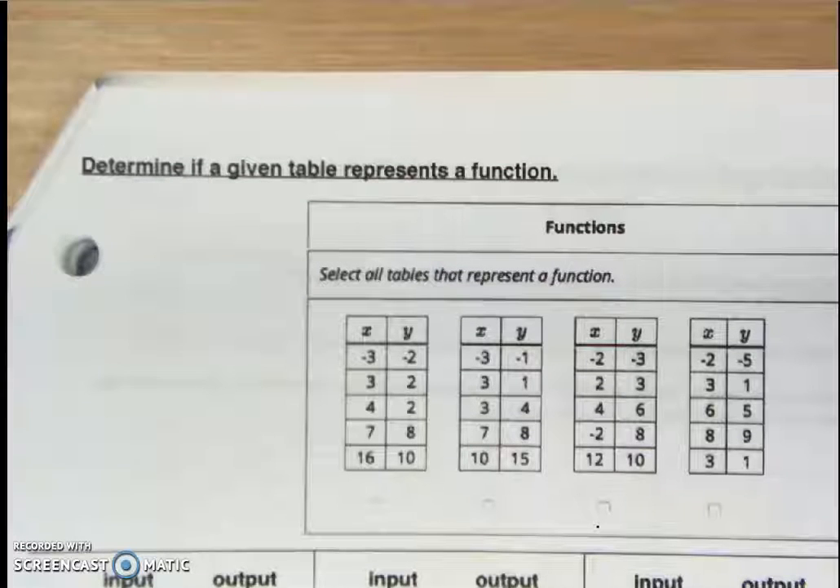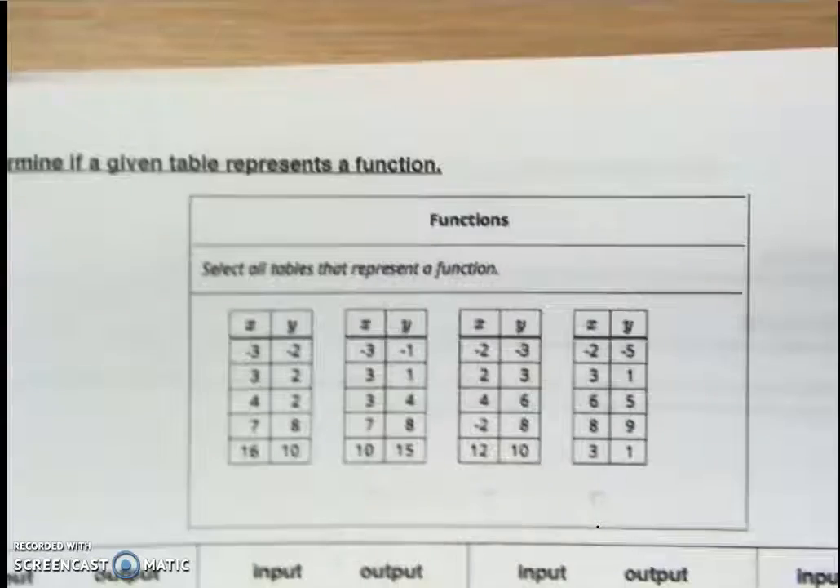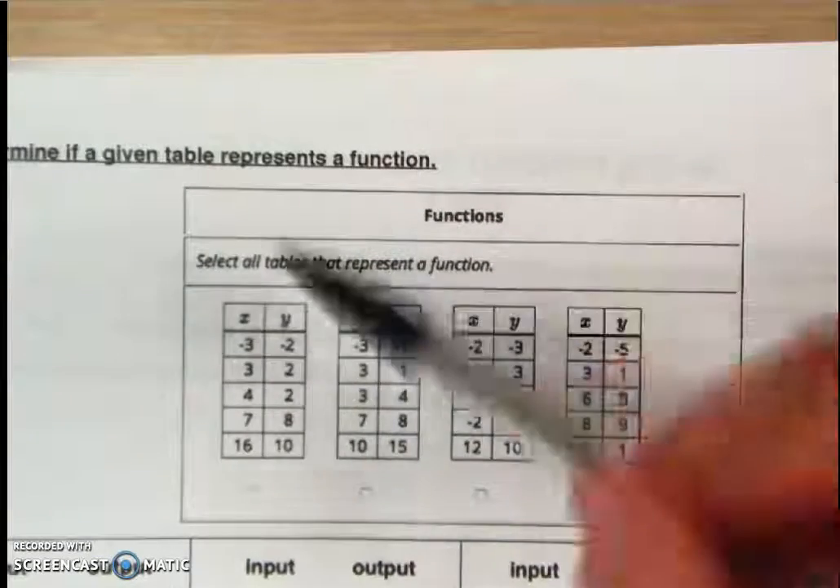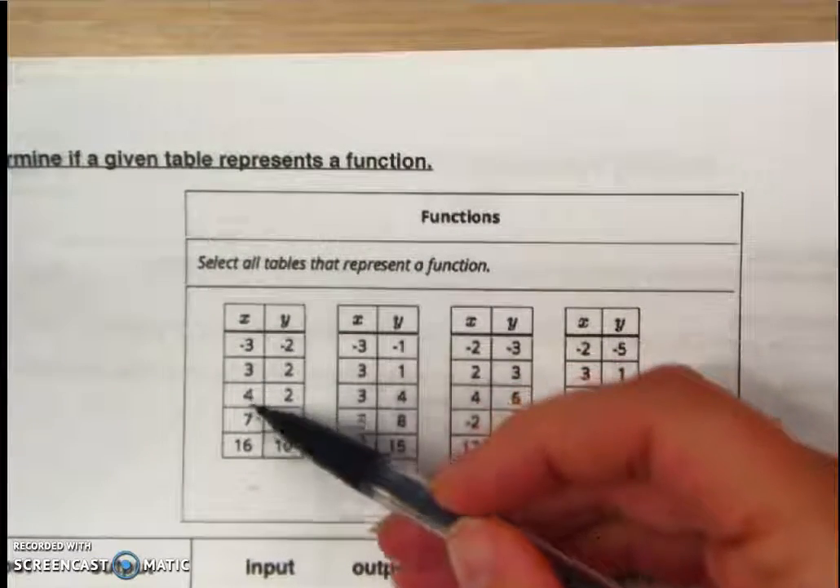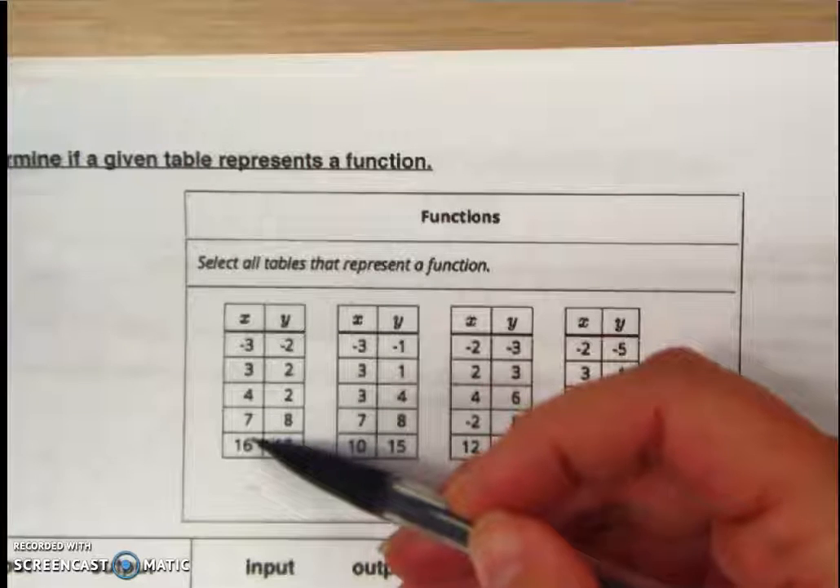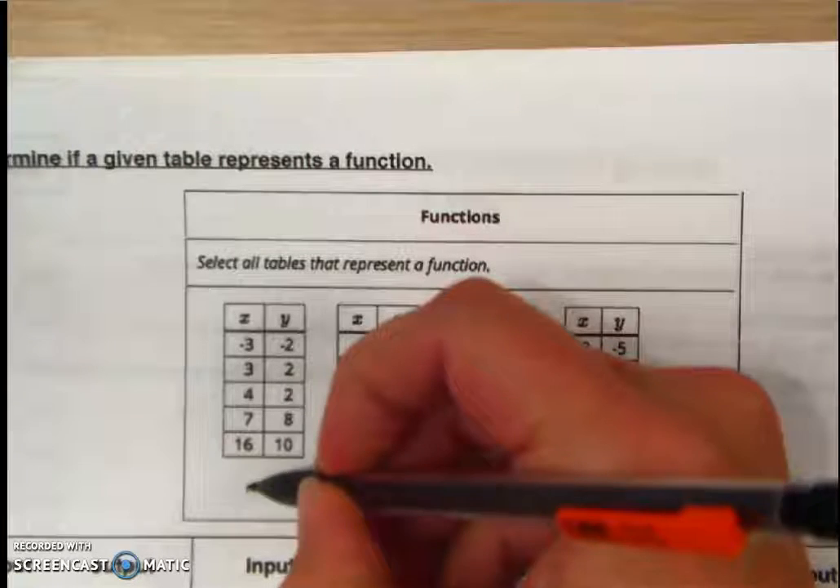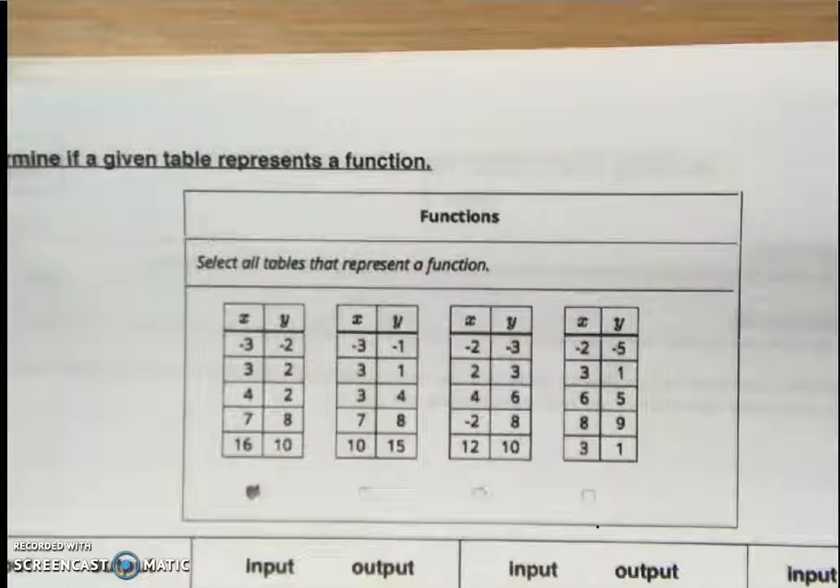We're going to use the space below to kind of see what it would look like on a graph, because they didn't actually give you any graphs here. So let's look at this table. Let's look at all the X's. Negative 3, 3, 4, 7, 16. Did any of these repeat? No, so that's good. That's good to go. That one is a function.